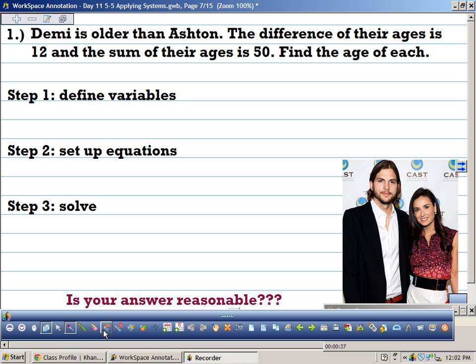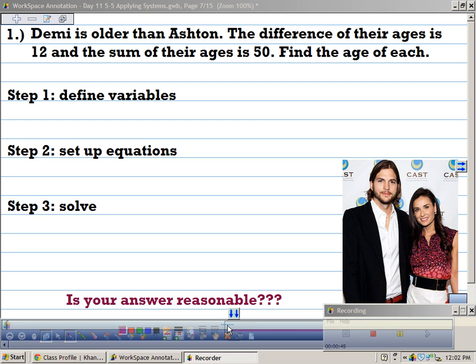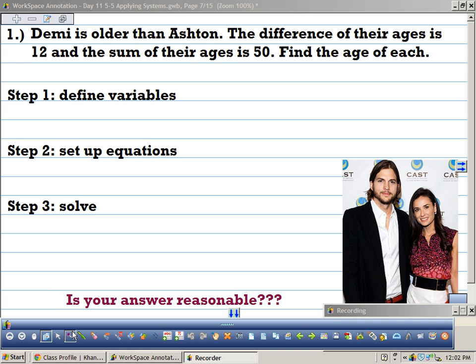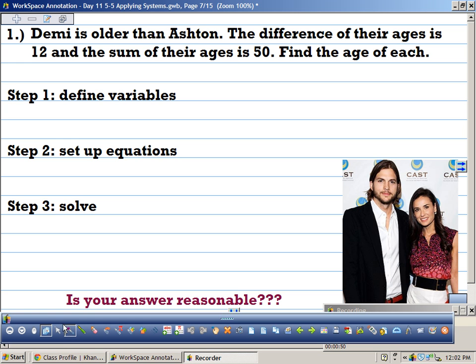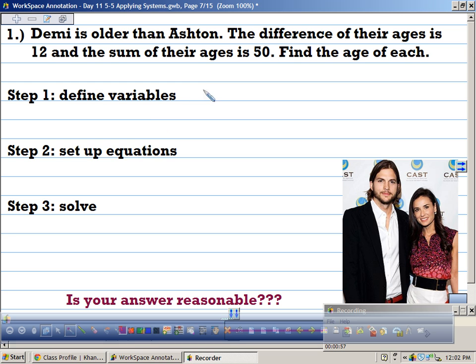Demi is older than Ashton. The difference of their ages is 12, and the sum of their ages is 50. Find the age of each. Okay, exactly. The first thing we need to do is define a variable. So, Daniel, why did you say A plus C? Awesome. So, Ashton, let's let Ashton be A, and Demi be D.